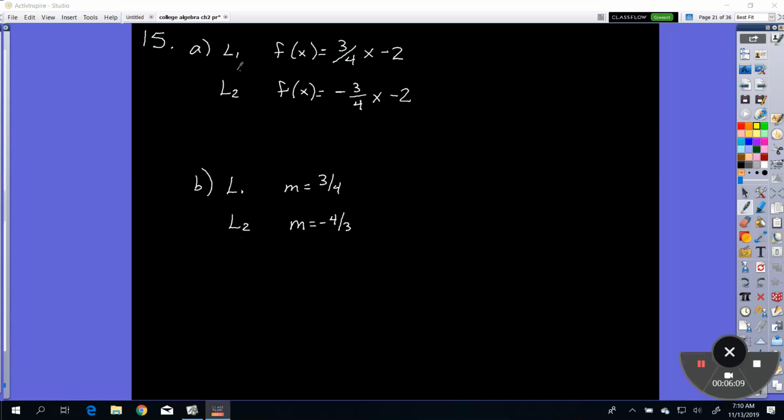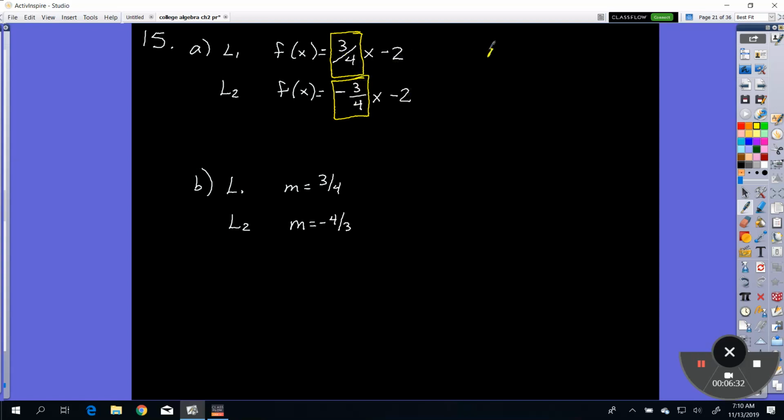So on 15, it says to state if the lines are parallel, perpendicular, or neither. So I look at 15a, the slope is 3/4. On part B, I look at it, it says it's a negative 3/4. So they're both 3/4, but one's positive, one's negative. So that doesn't help me. I don't care about the y-intercept. That doesn't do anything for me either.